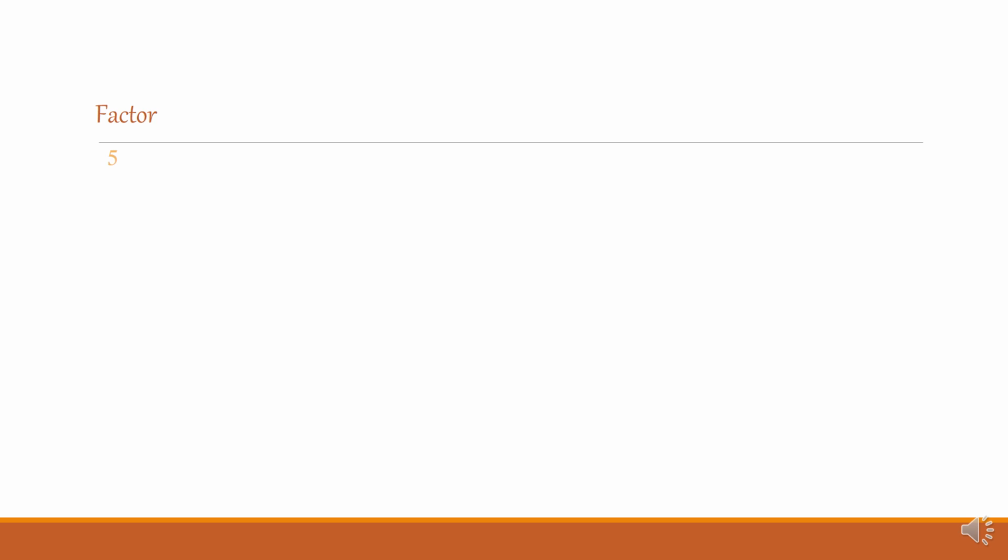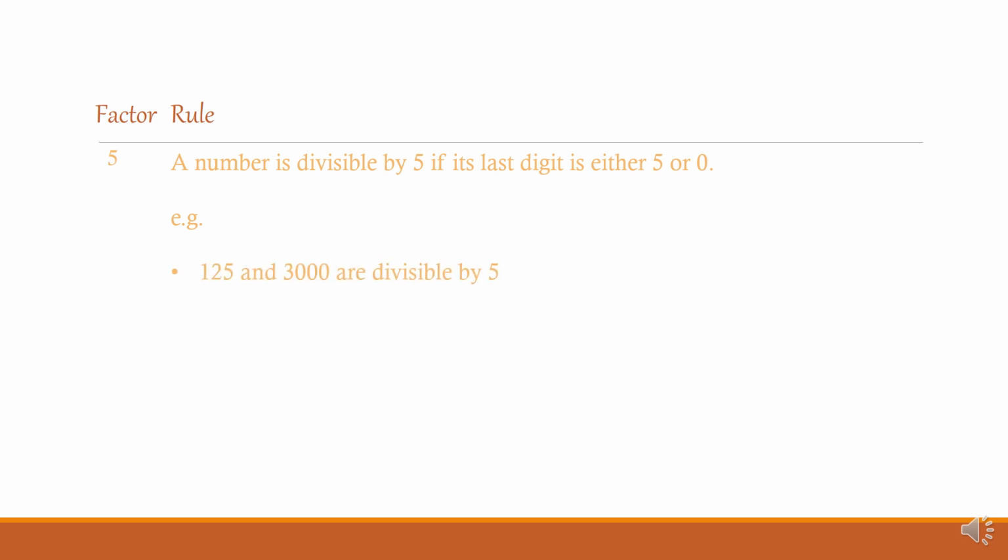How do we know if a number is divisible by 5? The number is divisible by 5 if its last digit is either 5 or 0. So when you have 1055, 20, all these numbers are divisible by 5. Okay, let's look at our examples. 125 and 3000 are divisible by 5. How do I know this? We will soon see the reasons. And at the same time, 71 is not divisible by 5.